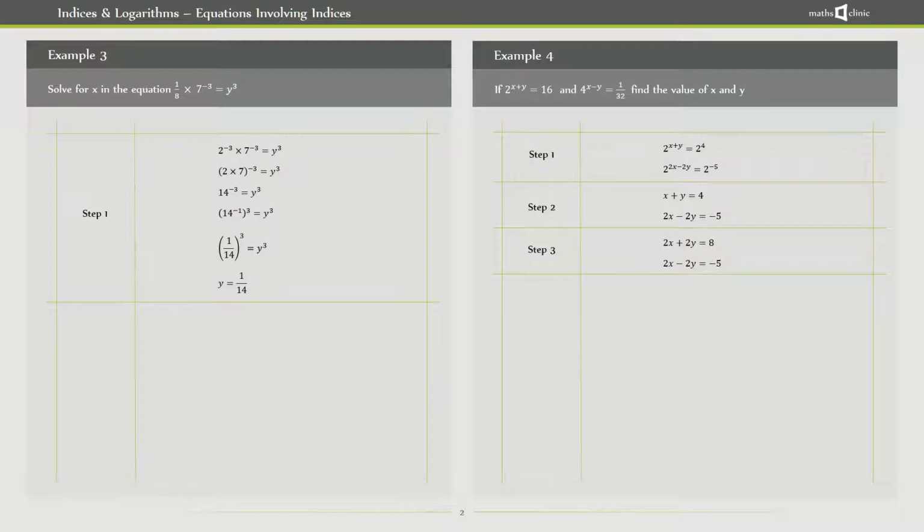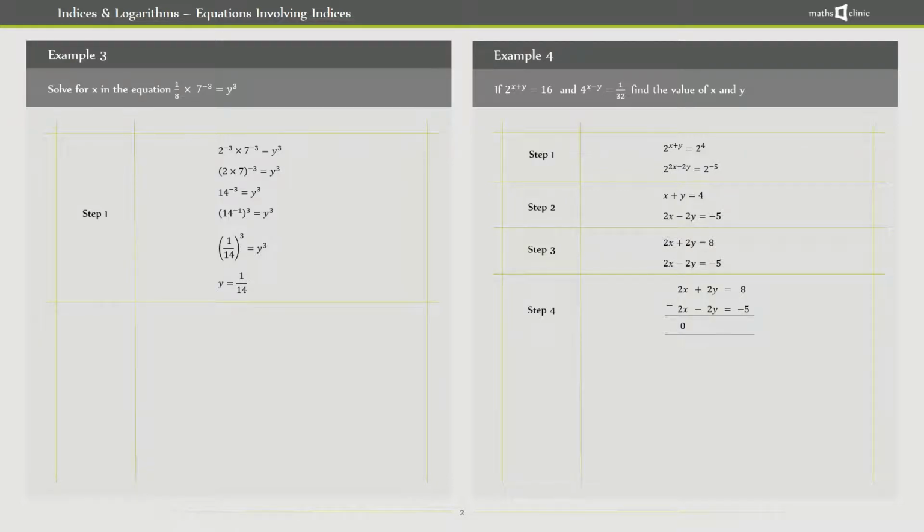Now here's why it's called the elimination method, because we're pretty much just eliminating x. What we're going to do now is subtract all of equation 2 from equation 1. So I write my equation 1 as 2x plus 2y equals 8, and I have my equation 2 as 2x minus 2y equals minus 5. I draw my line here. I'm going to subtract. Now I start with the x's. 2x minus 2x is 0x, or just 0.